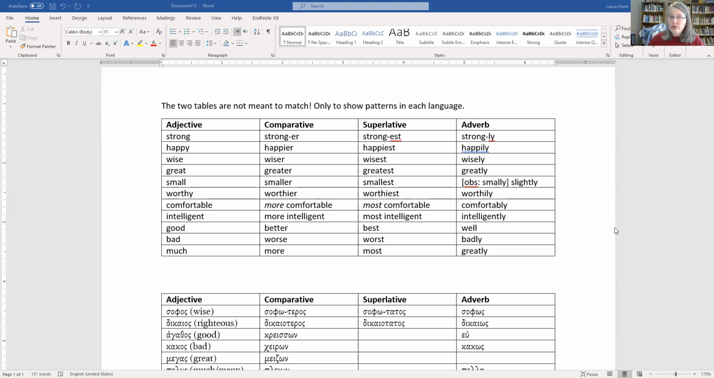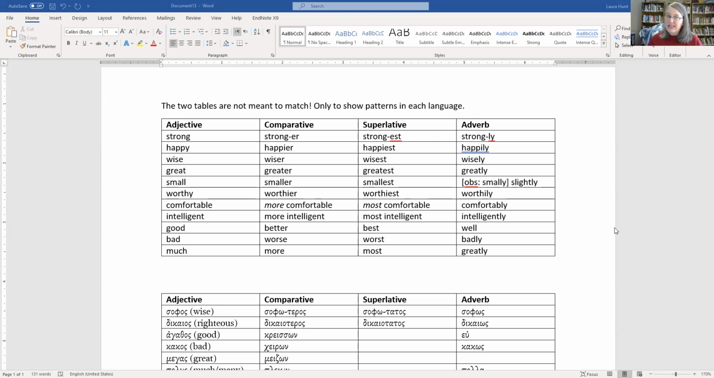Now, when we get long words, we no longer add ER at the end in English. Instead, we use the words more and most. So someone is comfortable, and then more comfortable, and then most comfortable, and then comfortably. We still add the ly on the end for the adverb, but when we get long words, I think it's 3 syllables or more is the rule, you don't say comfortabliest or something like that. We say more and most. Same thing with intelligent, more intelligent, most intelligent, but then we still do intelligently.